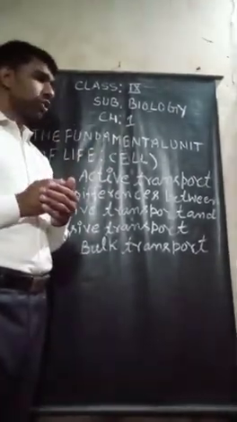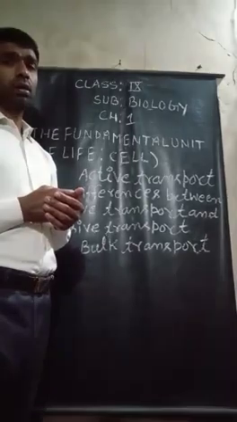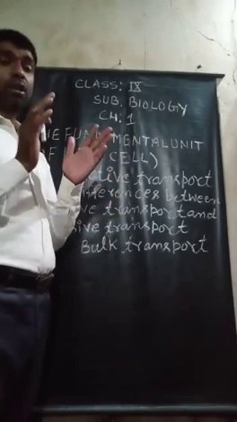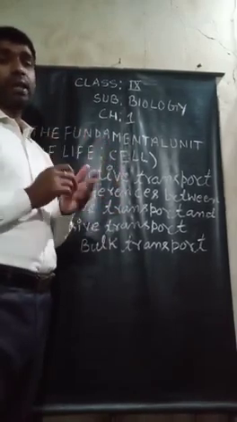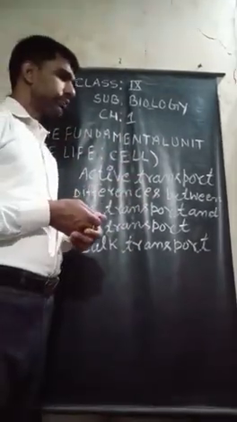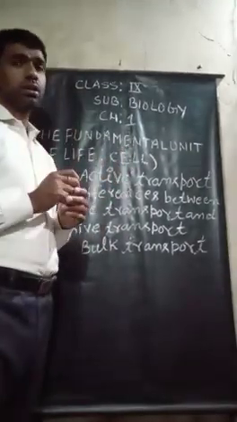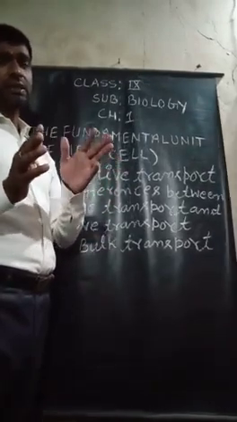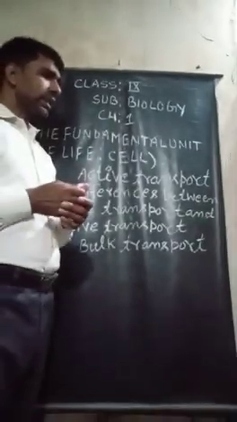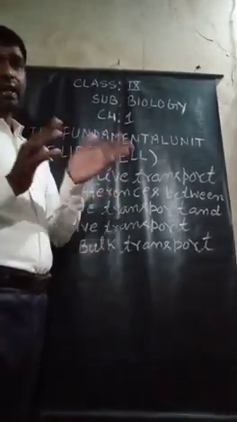Bulk transport is a mode of transport in which large particles of materials are transported by these methods. The transport occurs both inward and outward. Bulk transport occurs both inwards and outwards. Accordingly, it occurs in two ways, that means endocytosis and exocytosis.